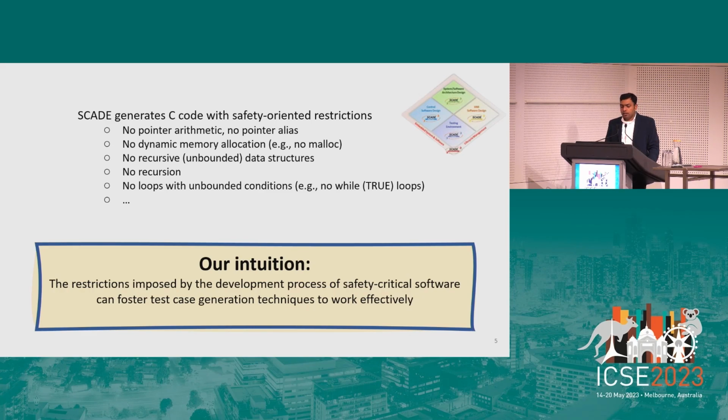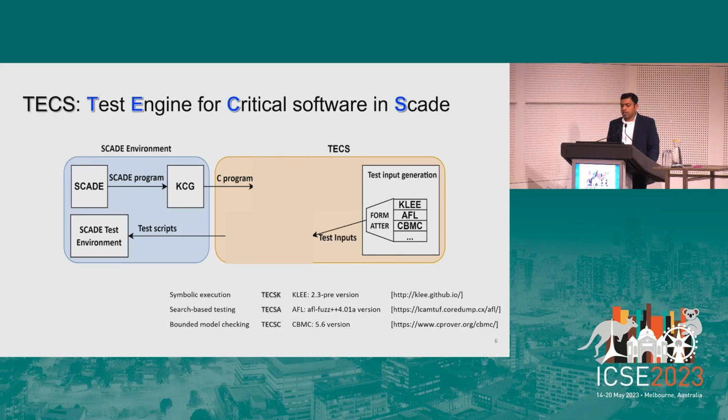So by considering this, we investigate our approach by developing a tool chain called TEX, which stands for Test Engine for Critical Softwares in SCADE. Out of the C program generated from the SCADE, TEX connects with the tools KLEE, AFL, and CBMC, which allow us to automatically generate the test input. From the result, we are able to convert that test input to the test script for the SCADE.